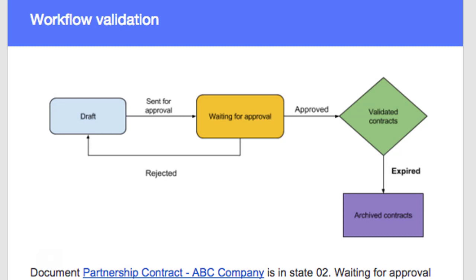First, the initial state, which will be the draft of the contract. Once the draft is ready, it can be sent to the legal team for approval by the document creator. The second state is waiting for approval. The legal team can either reject the contract, which will send it back to draft, or approve it, which will transition it to the next and third state, validated contracts. Then, if the contract has an expiration date in the list of properties, the workflow has a last archived state for contracts which have reached their expiration date.